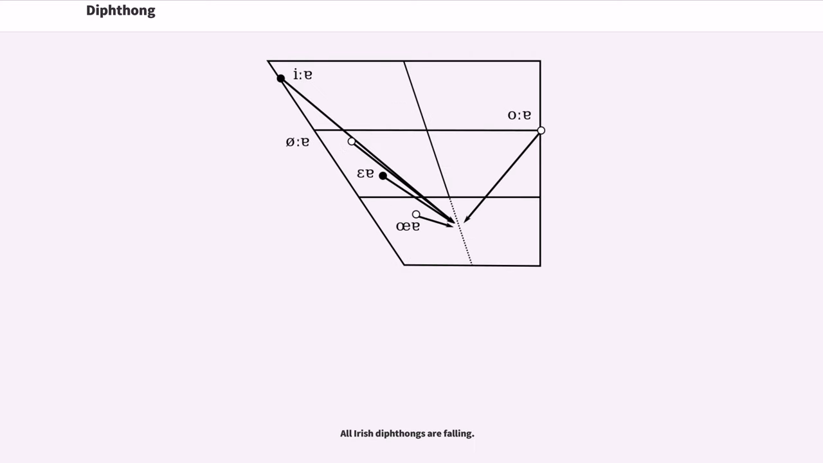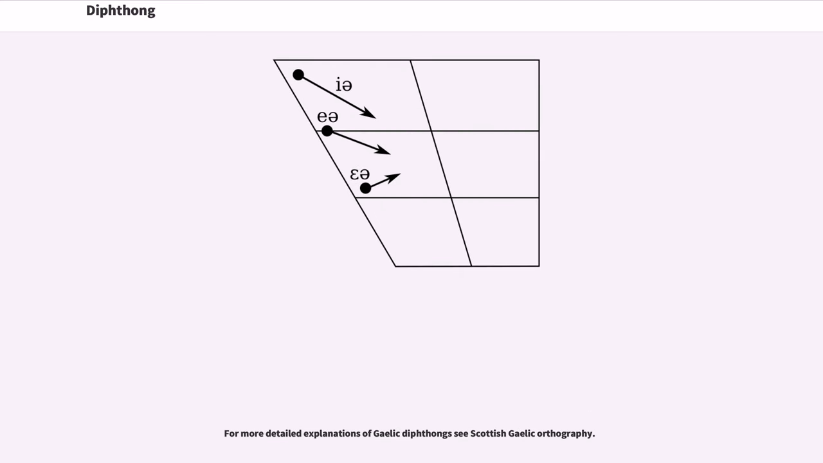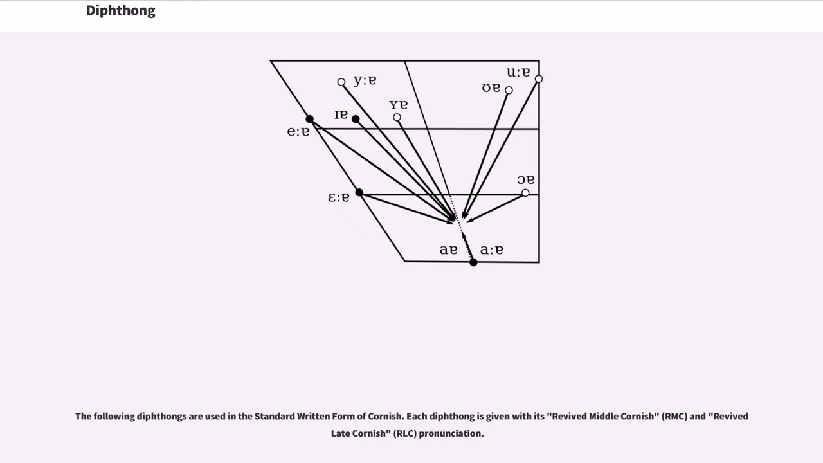All Irish diphthongs are falling. There are 9 diphthongs in Scottish Gaelic. Group 1 occur anywhere. Group 2 are reflexes that occur before LL, M, NN, BH, DH, GH and MH. For more detailed explanations of Gaelic diphthongs, see Scottish Gaelic orthography. The following diphthongs are used in the standard written form of Cornish. Each diphthong is given with its revived Middle Cornish and revived Late Cornish pronunciation.